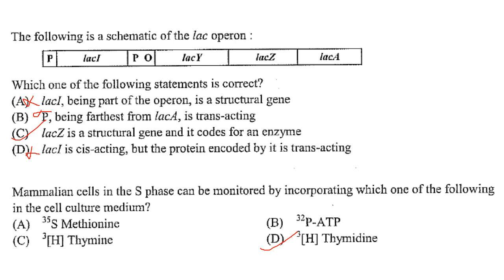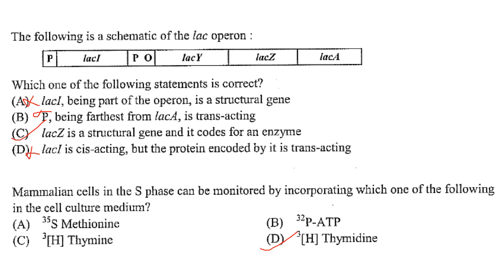Lac-Z is the structural gene and it codes for an enzyme. That is correct. It codes for beta galactosidase. Lac-I is cis acting? Lac-I is trans acting. Lac-I is not a part of the operon and it is found near the lac operon but it is not a part of the operon. So it is present on a different DNA strand. So it is trans acting. It is not cis acting. So D is also not correct.